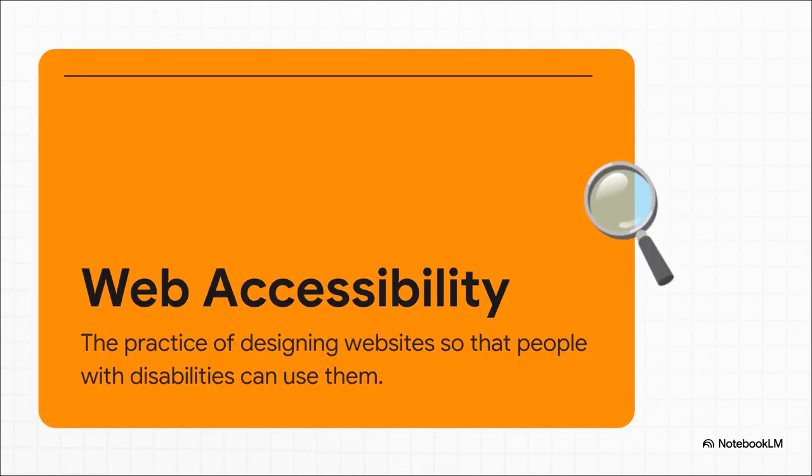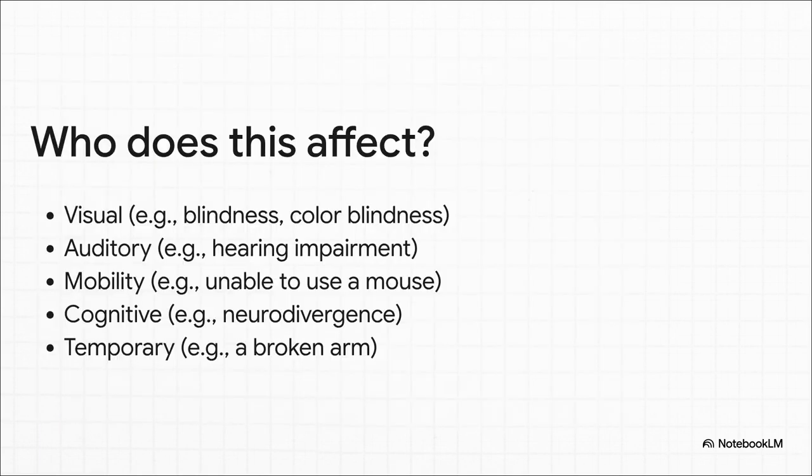And this is exactly what web accessibility is all about. It's the whole practice of intentionally getting rid of these barriers. It's about designing and building websites so that literally everyone, and I mean everyone, can use them no matter how they get online. When we say people with disabilities, it's easy to have a narrow picture in your head, but we're talking about a way broader group than you might think.